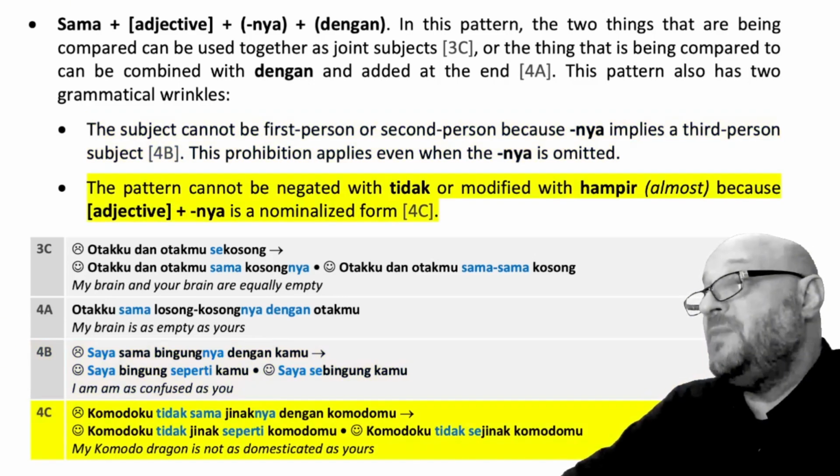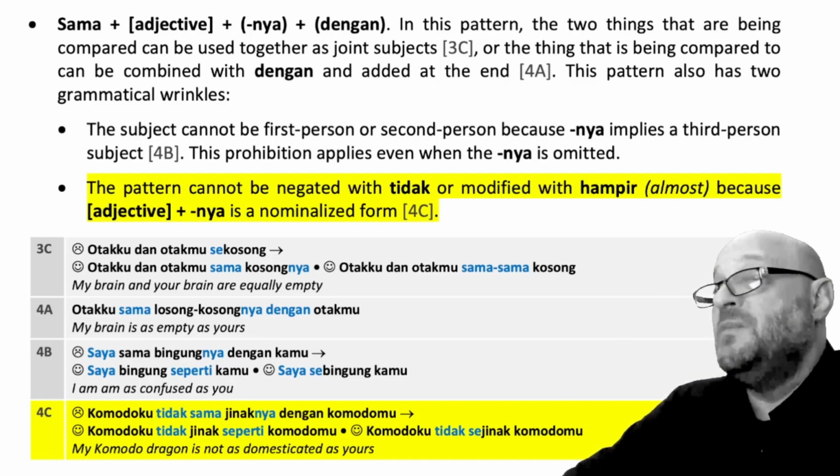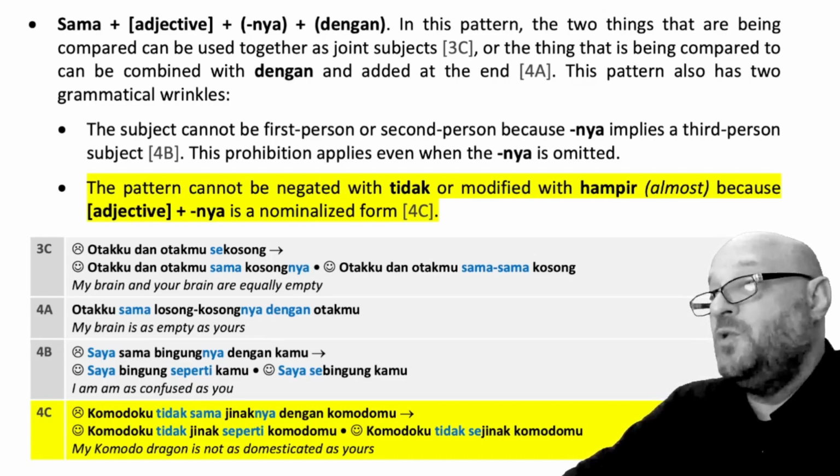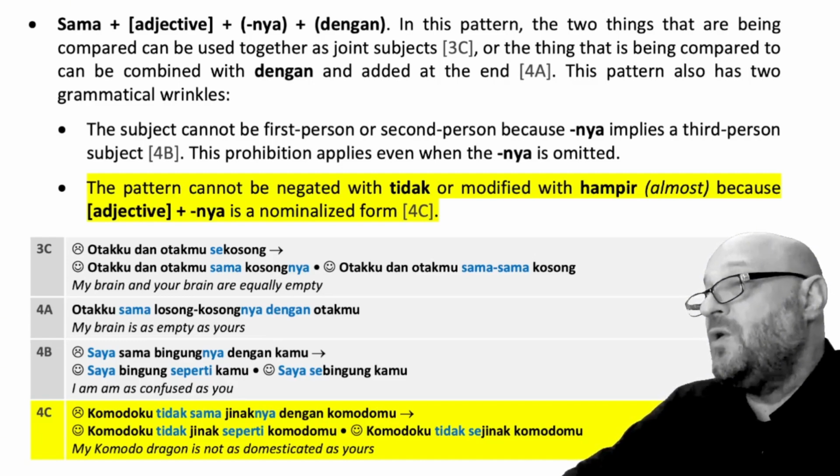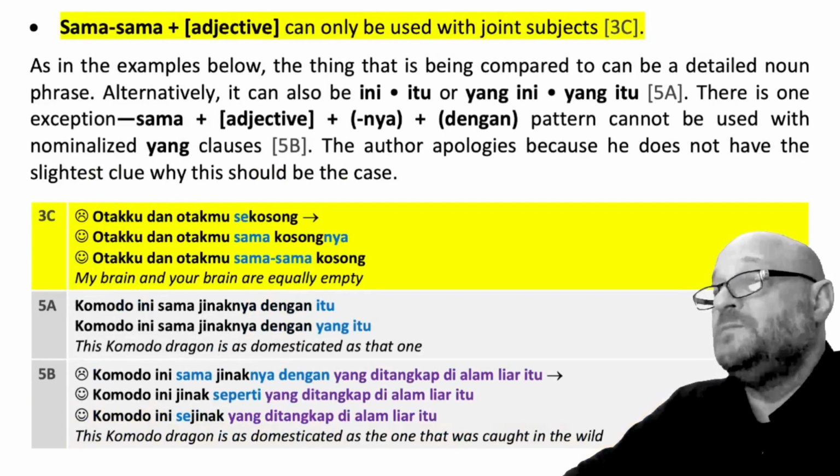The pattern cannot be negated with tidak or modified with hampir, almost, because adjective plus nya is a nominalized form. Example 4c, komodoku tidak sama jinaknya dengan komodomu is awkward. You would say komodoku tidak jinak seperti komodomu or komodoku tidak sejinak komodomu. My Komodo dragon is not as tame as yours.